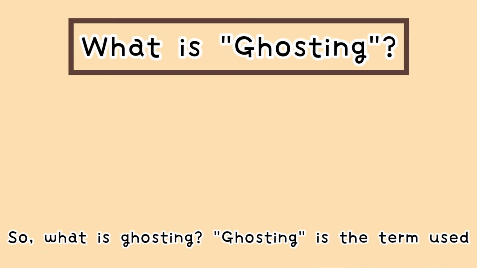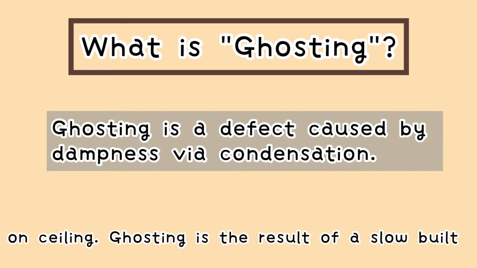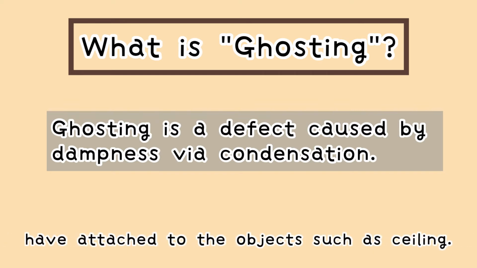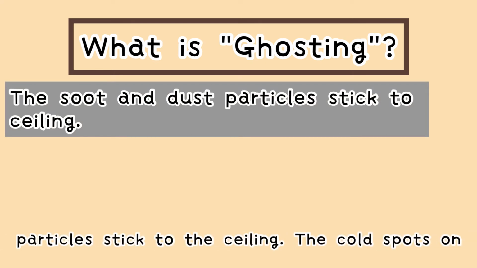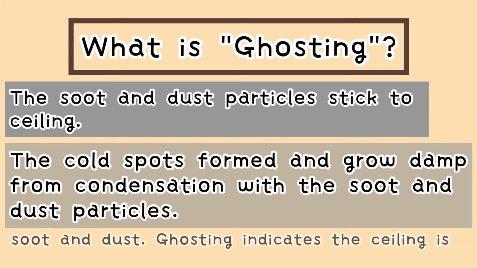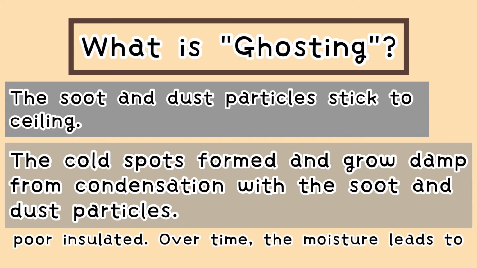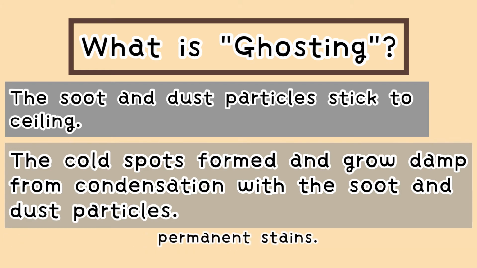So, what is ghosting? Ghosting is the term used to describe unexplainable dark streaks or patches on the ceiling. Ghosting is the result of a slow build-up of soot, dust, dirt, and other particles that have attached to objects such as the ceiling. In this case, ghosting occurs when soot and dust particles stick to the ceiling. The cold spots on the ceiling will grow damp from condensation with soot and dust. Ghosting indicates the ceiling is poorly insulated. Over time, the moisture leads to mold in the form of ghosts, and the spot becomes a permanent stain.